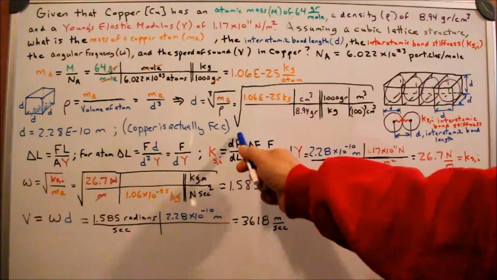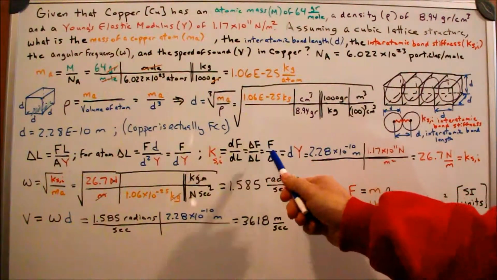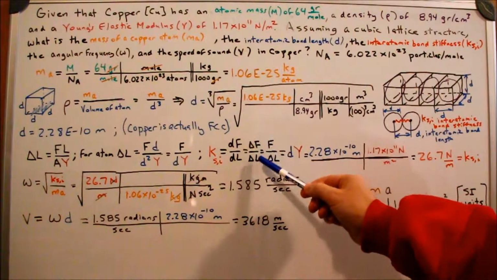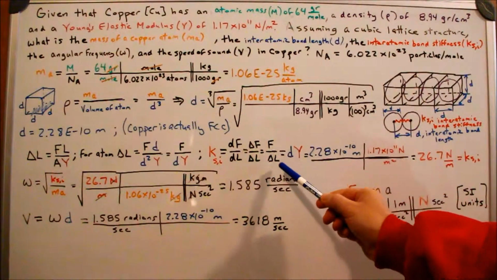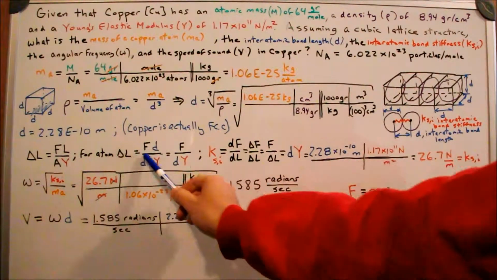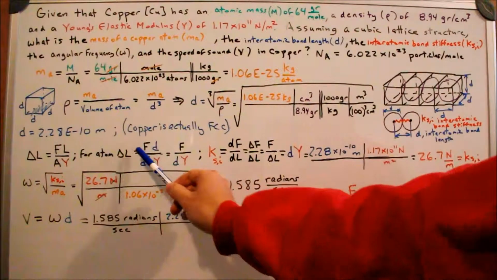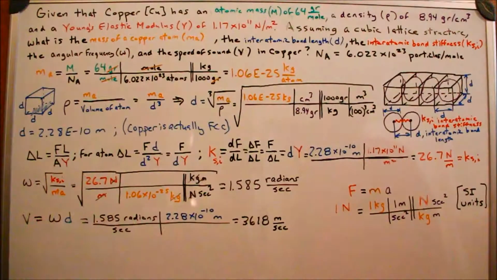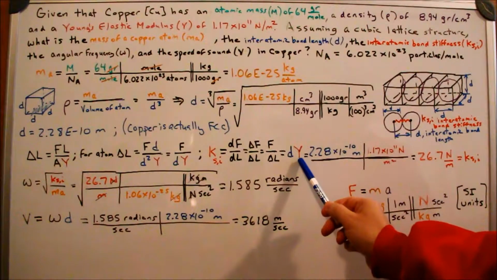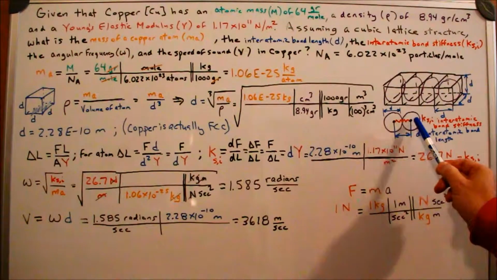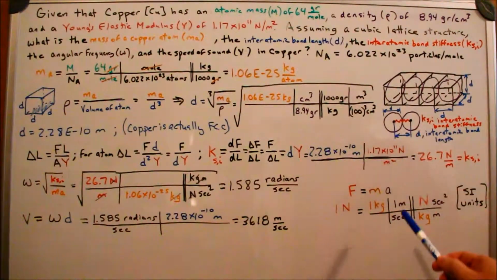We also know stiffness is the derivative of force over length. This we're assuming is linear, for this case a small deflection, so dF/dL and F max over delta L. We can see from here that if I put the dL down here, F over delta L equals d times Young's modulus, the interatomic bond length times Young's modulus. In solving for this we can get the interatomic bond stiffness. So that's this stiffness between individual atoms.